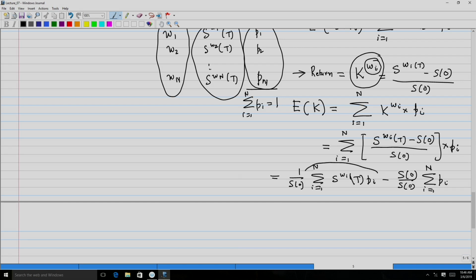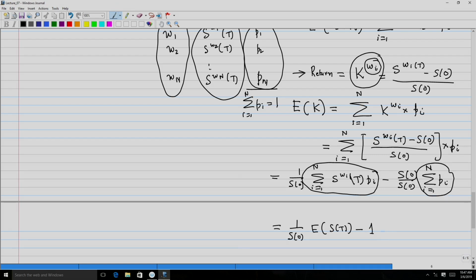Now, what is this term? This term is nothing but the expected value of S of t. So, this becomes 1 over S 0 into expected value of S of t minus summation p i is 1. So, this becomes minus 1. So, this is E of S t minus S 0 over S 0 as we have seen previously.